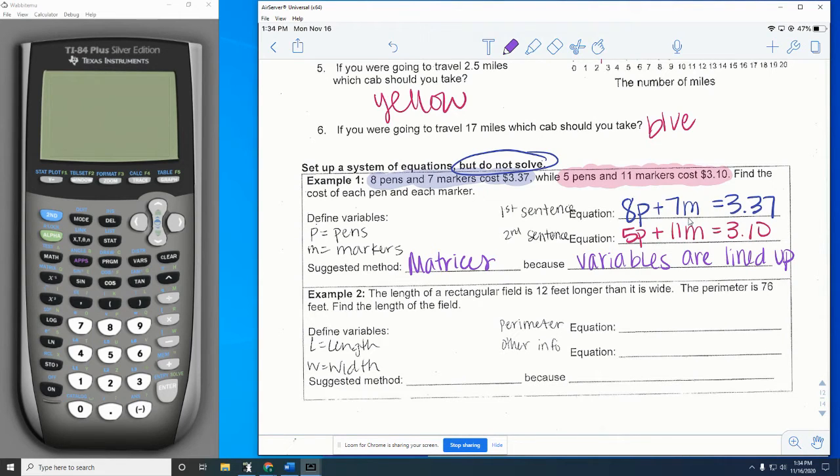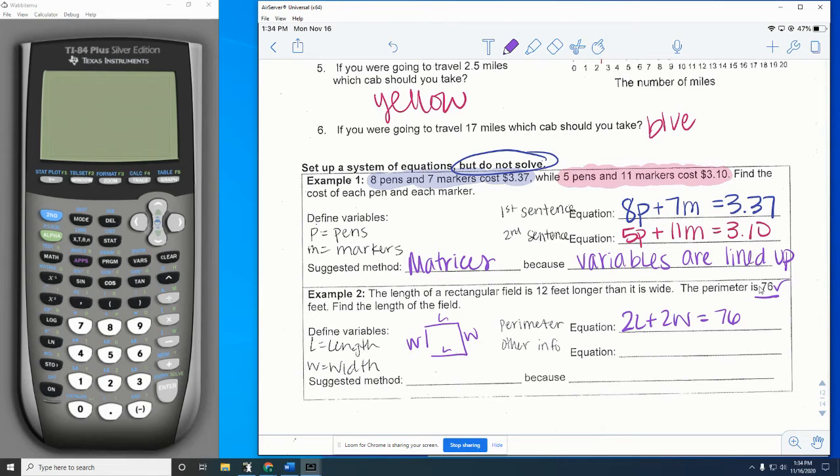Example 2, the length of a rectangular field is 12 feet longer than it is wide. The perimeter is 76. Find the length. So here we have information about unknown lengths and widths. Notice our perimeter would not be one of our variables because they told us the perimeter is 76. We have vague information about length and width. So our first equation is going to be our perimeter equation. Now, we kind of talked about it yesterday, but remember with a rectangle, you have width, width, length, and length. So you have 2 lengths and 2 widths that equal your total perimeter of 76.